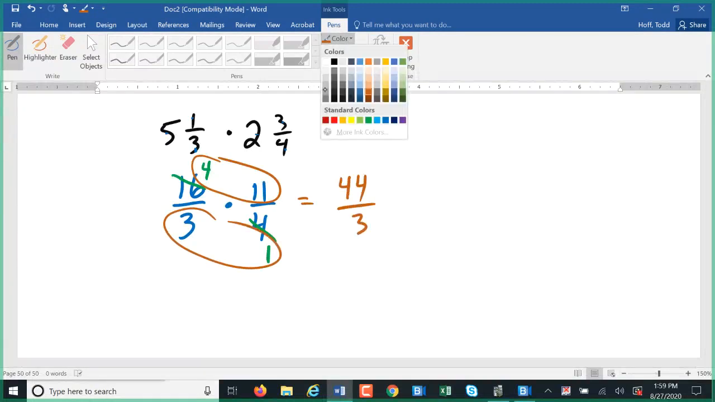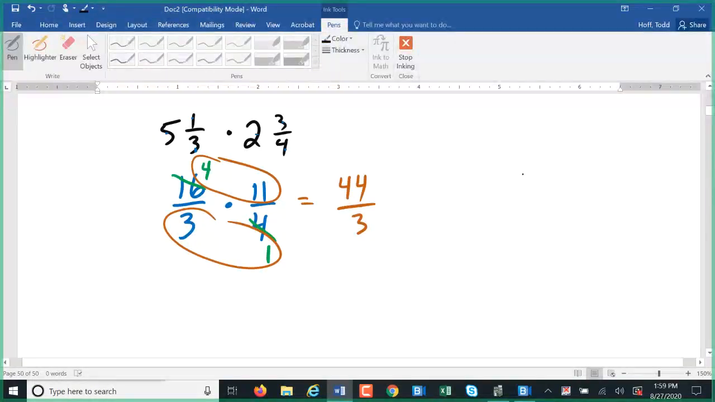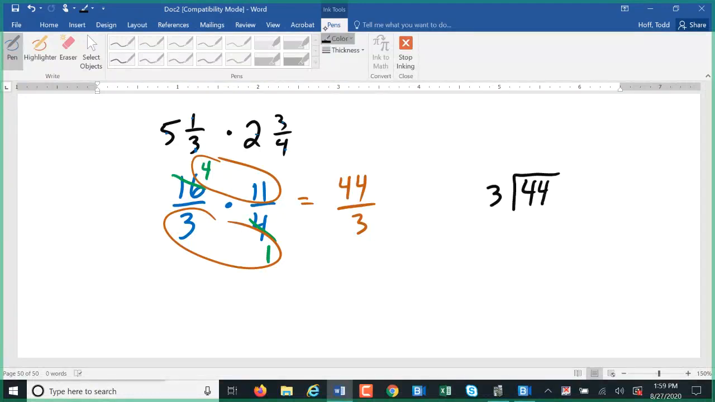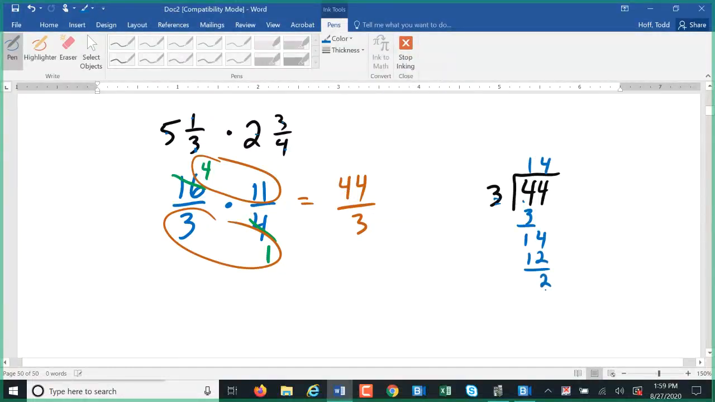And probably the most difficult part of doing it this way is we do have to break that back down into a mixed number. So 3 goes into 4 once. That's 3 with 1 left over. Bring down the 4. 3 goes into 14 4 times. 4 times 3 is 12. There's 2 left over. So that is 14 and 2 thirds.